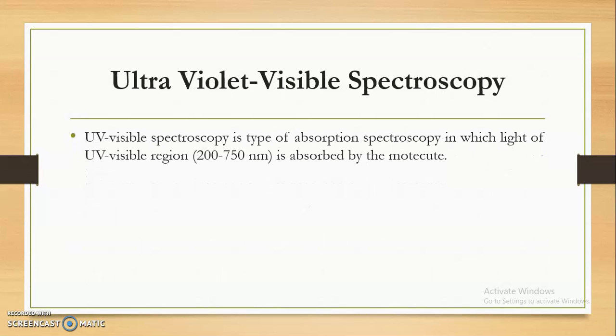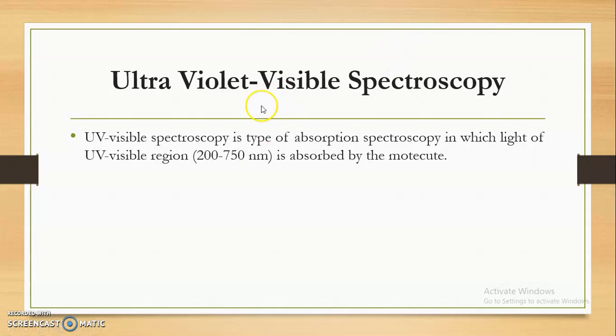Now, the first spectroscopy that we are going to see is ultraviolet visible spectroscopy. This is the most important and simple technique, widely used for quantitative analysis. Now, what is the meaning of UV visible spectroscopy?